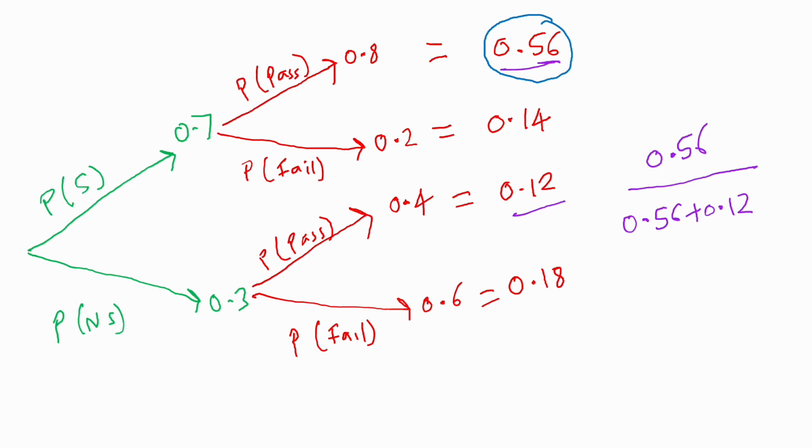Then I simply add the denominator. So I simplify the above fraction. 0.56 divided by 0.68, and the answer that I get is 0.82. So the probability that you have studied, given that you have passed, is 82%.